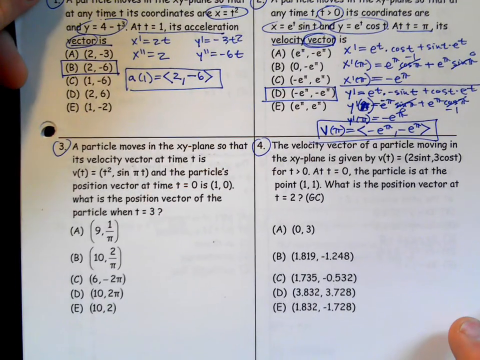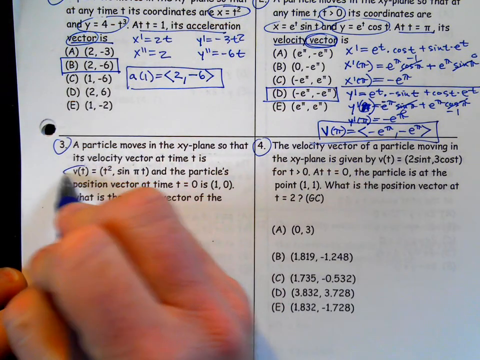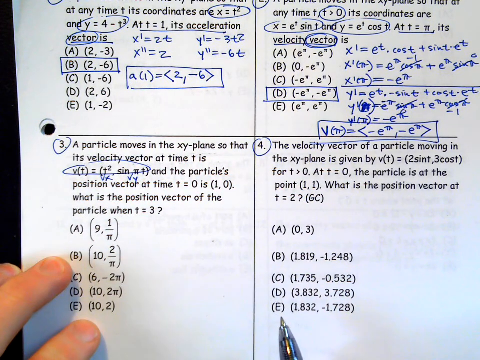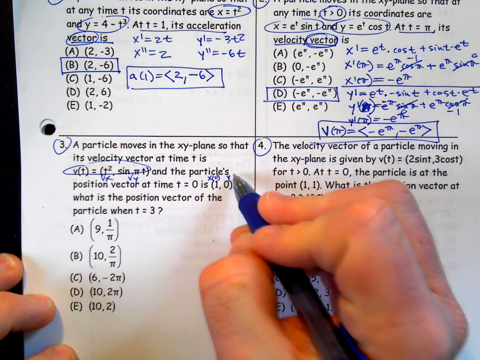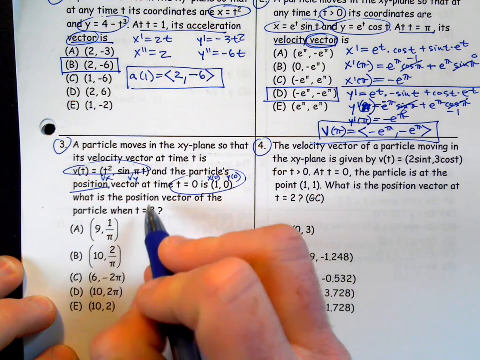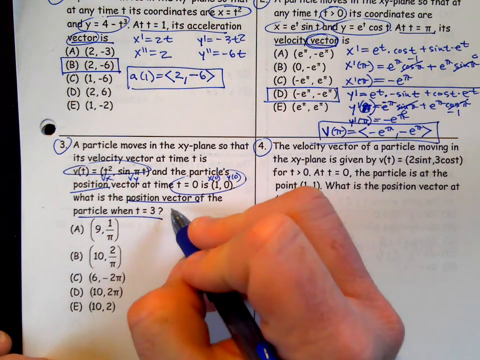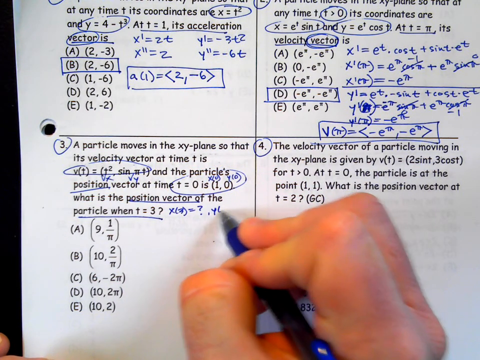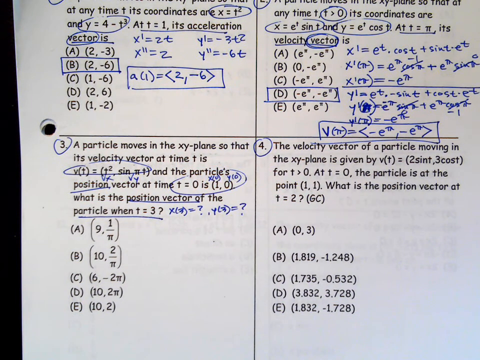Okay, number 3, a particle moves in the xy plane so that its velocity vector is this. So this is v sub x, v sub y. They give me the velocity vector. The particle's position at time 0 is this, so this is x of 0 and this is y of 0. This is the initial condition, position. What's the position vector at time 3? That means we need to find x of 3 and y of 3, and we're going to need to find them separately. So it's going to be kind of the same kind of work, but twice. This is a great problem.